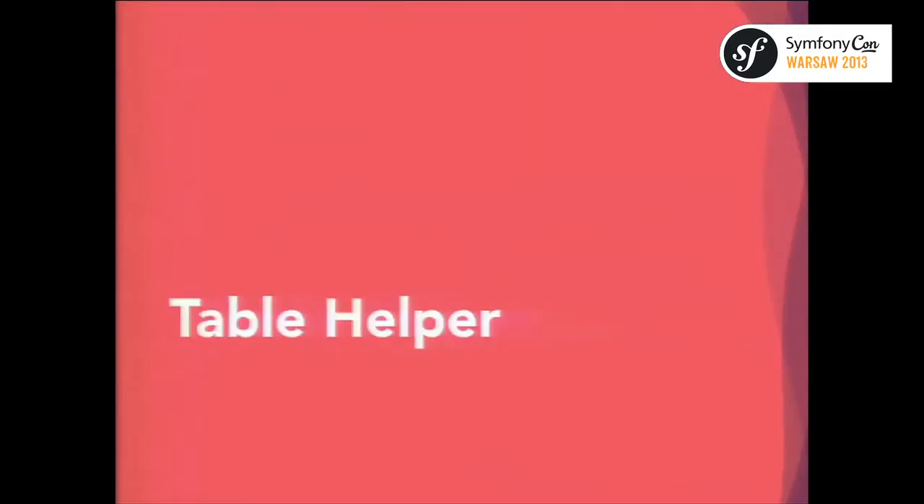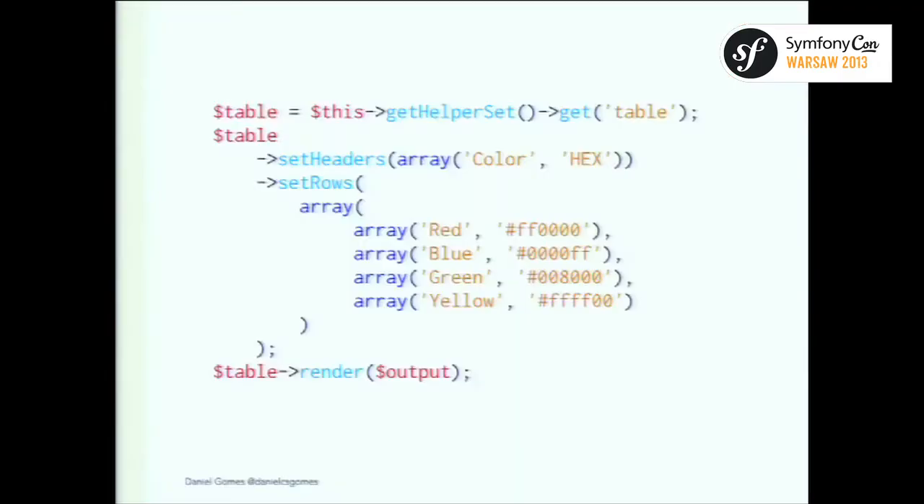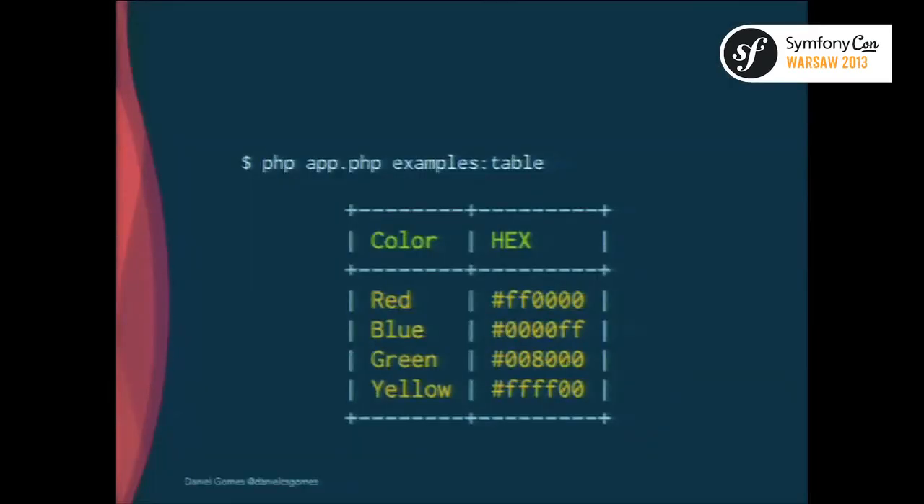Table helper. It's very useful as well. Also, imagine that you are migrating a database and you can show the user how the new database looks and how the older database looks. You can use it. It's quite simple. You just need to pass an array with the headers, and then you set the rows with an array as well. So basically, you can iterate the database and do it quite easily. I am using an example for colors and the hexadecimal value, but just for you to see the output. And it does it for you out of the box.